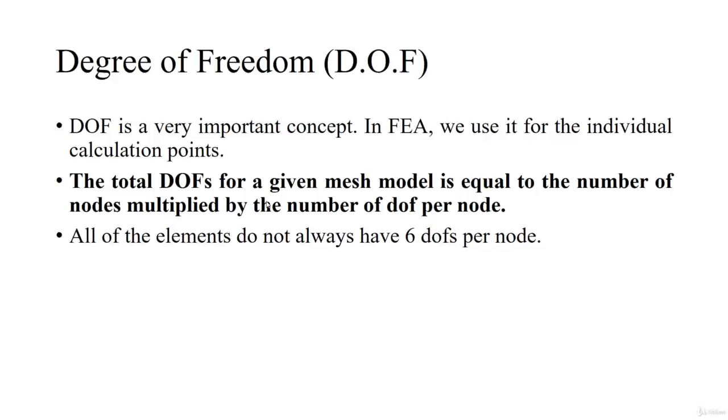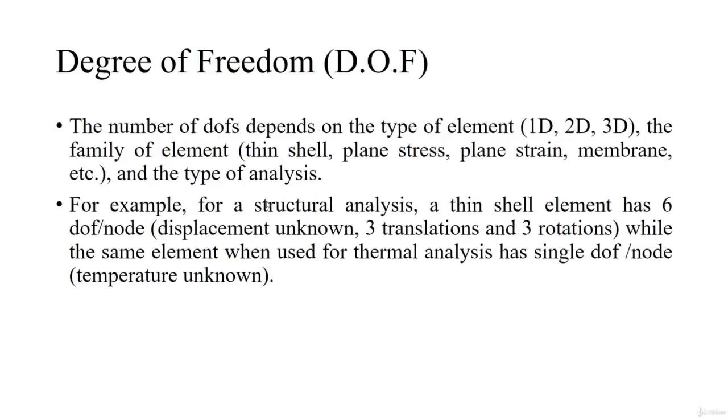What happens if you have 6 nodes with 6 degrees of freedom? The total number of equations to be solved by an FEA solver will be 6 into 6, which is equal to 36 equations. Then the number of degrees of freedom depends on the type of element. If you take 1D elements, the number of degrees of freedom at each node differs from that of a 2D element and that of a 3D element.